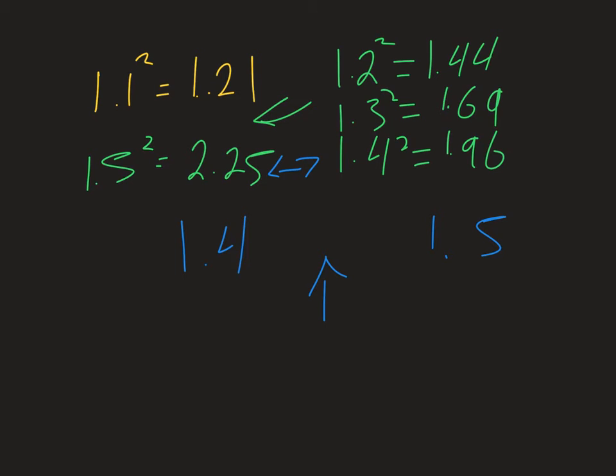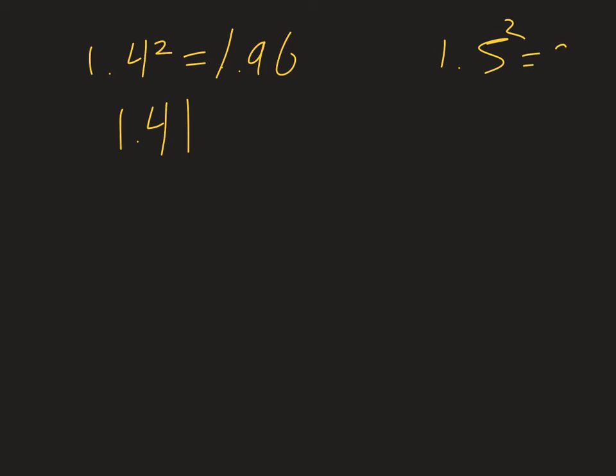So again, we're going to make another list. We know it's between 1.4 and 1.5. So what we can try to do is say, okay, what's 1.41? Because we were pretty close. Because 1.4 squared was 1.96 and 1.5 squared was 2.25. So I think it's going to be closer to the 1.4 than it is to the 1.5. So if I take 1.41 and square it, I'm going to get 1.9881.